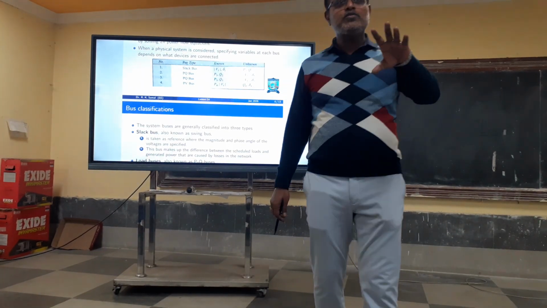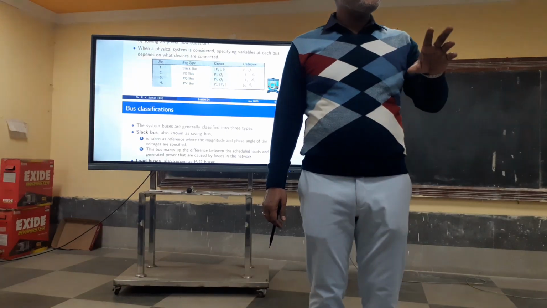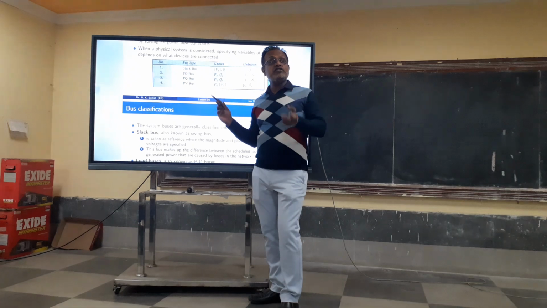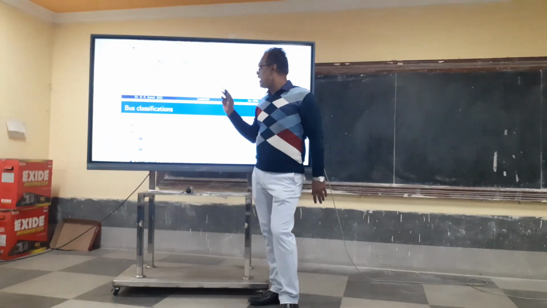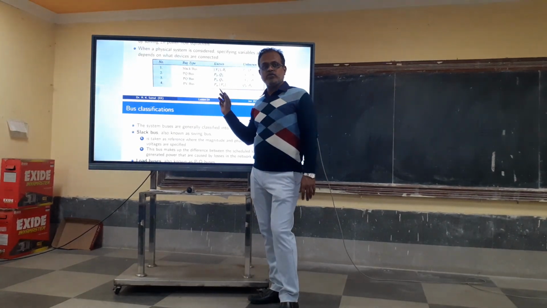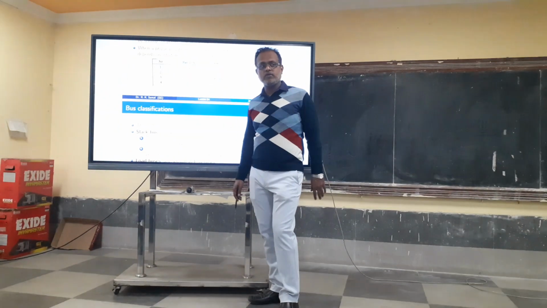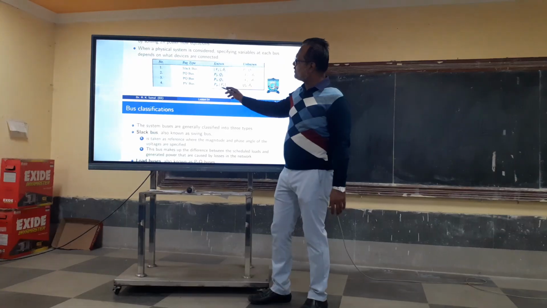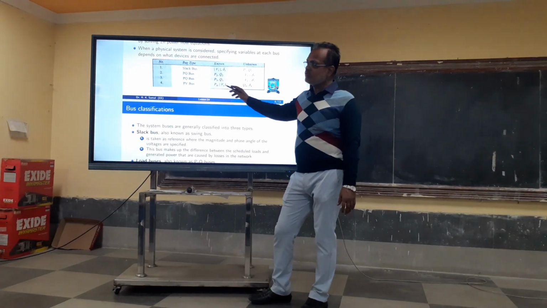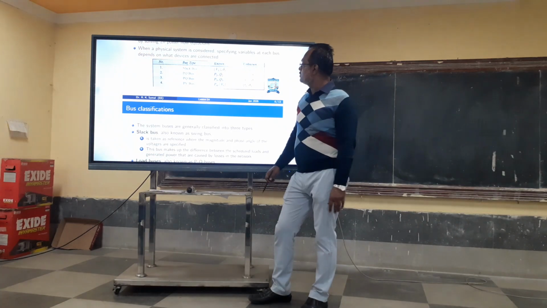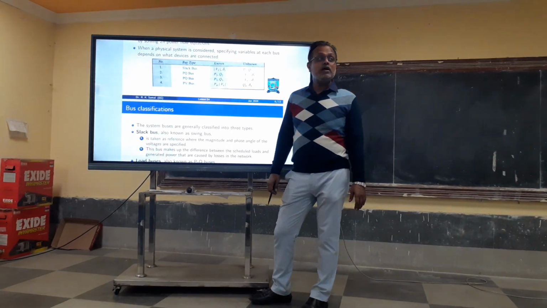PV bus means it is a voltage-controlled bus, so you know the magnitude of the voltage. In this case, you know the real power because the generator is generating real power, and you also know the voltage magnitude. This will be asked for sure as a 2-mark question in your exam, so remember it. PV bus: the real power and voltage magnitude are specified. You need to compute the reactive power.